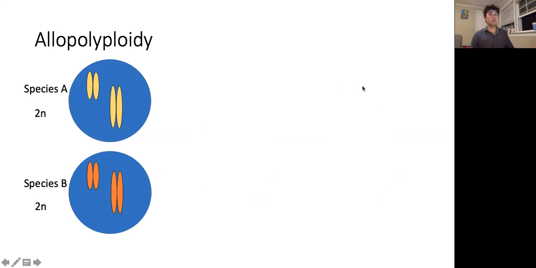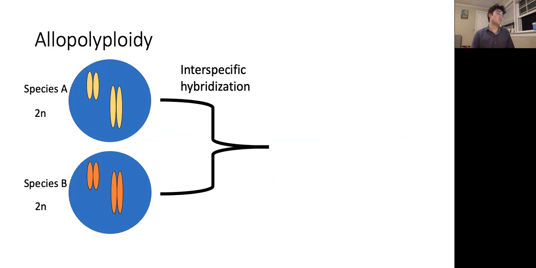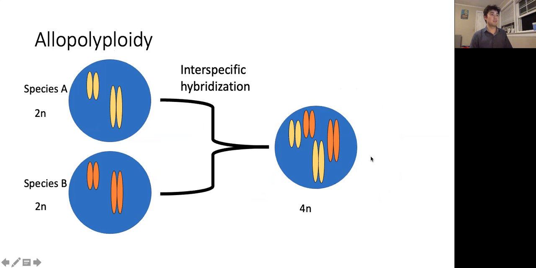There are two main flavors of polyploidy, one of which being allopolyploidy. Allopolyploids are usually hybrid offspring whose chromosome complement consists of more than two copies of chromosomes derived from different species. So say species A and species B underwent some interspecific hybridization to create a new species, which is an allotetraploid.